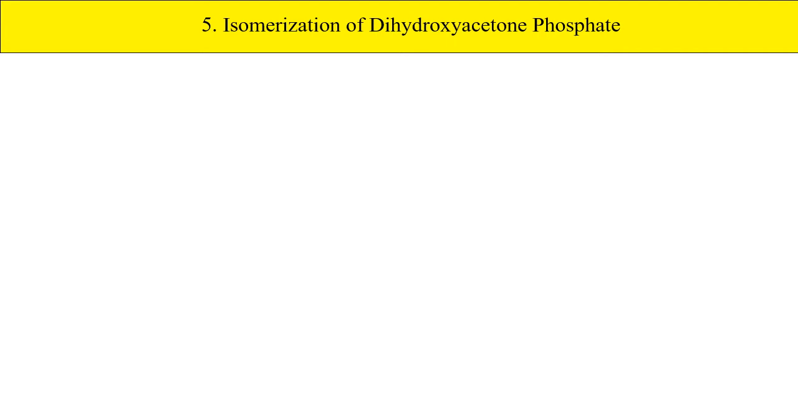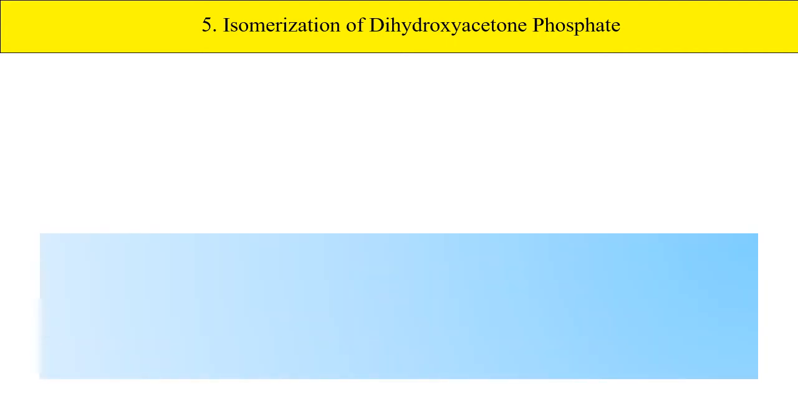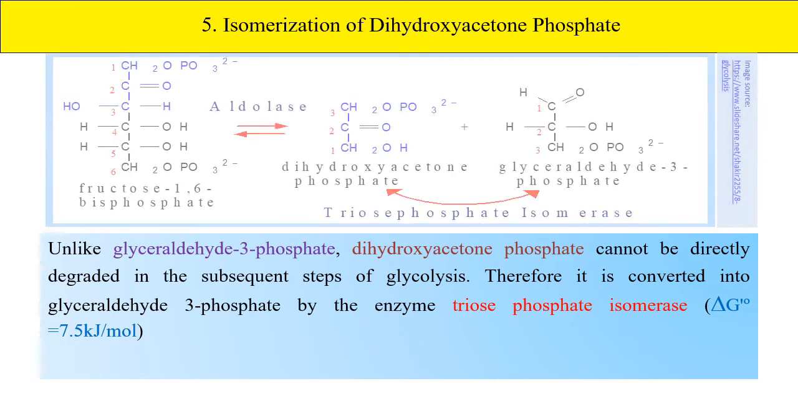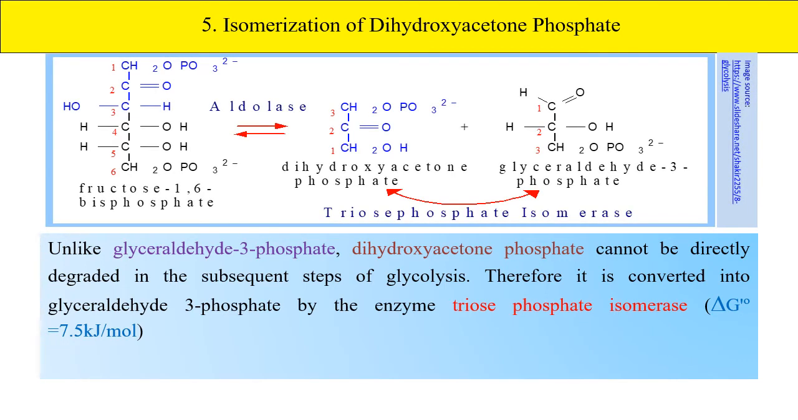Step 5. Isomerization of dihydroxyacetone phosphate. Unlike glyceraldehyde 3-phosphate, dihydroxyacetone phosphate cannot be directly degraded in the subsequent steps of glycolysis. So, it is converted into glyceraldehyde 3-phosphate. This conversion is catalyzed by the enzyme triose phosphate isomerase. For this reaction, the value of the standard free energy change is 7.5 kJ per mole.